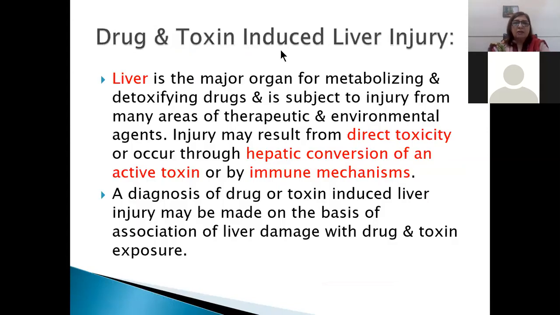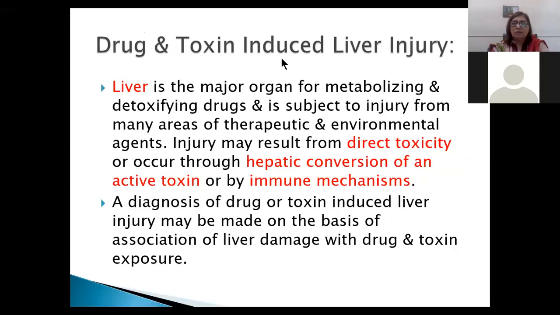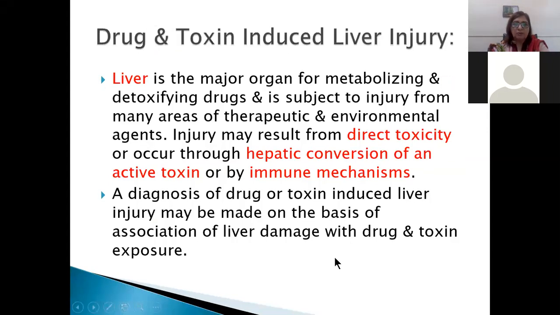Next is the drug and toxin induced injury. You have already done the drug and toxin induced injury when we did acute liver failure, and this is because of the direct toxicity of the drug. Acetaminophen is the most important drug which can cause acute hepatic injury or acute liver failure.